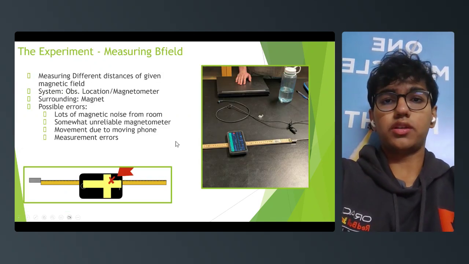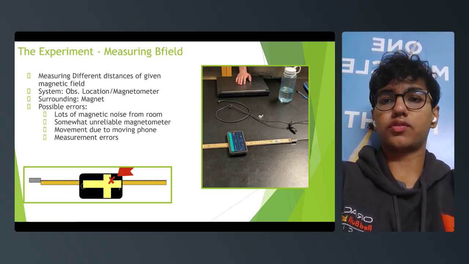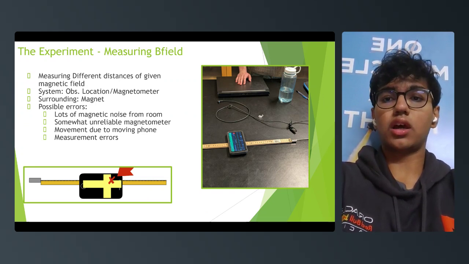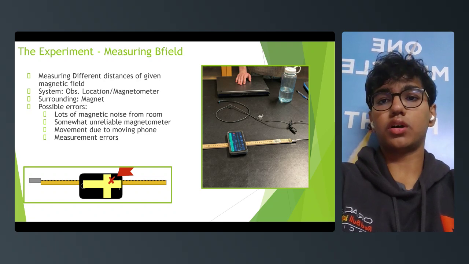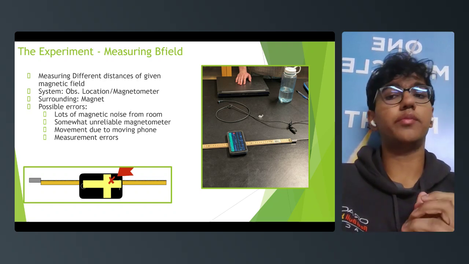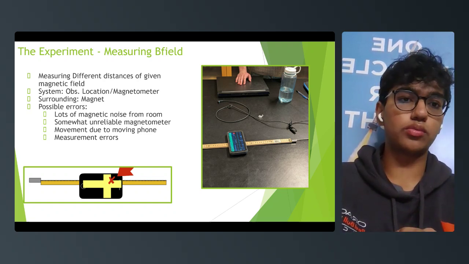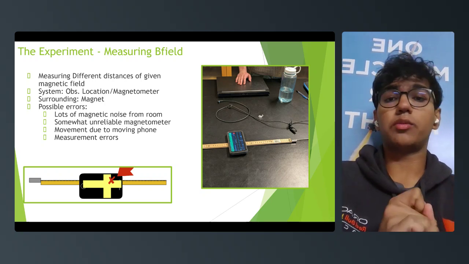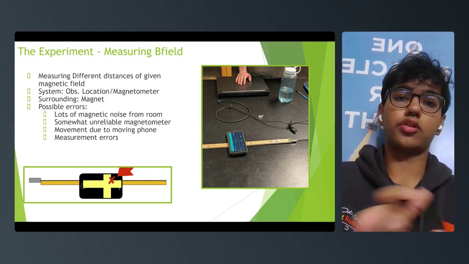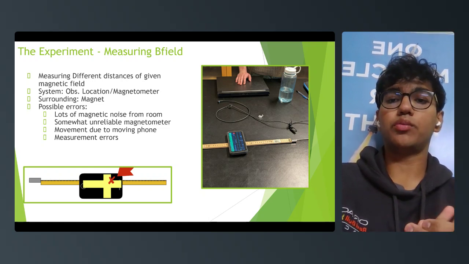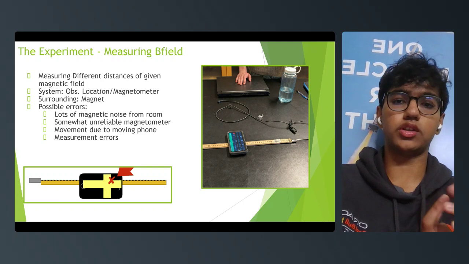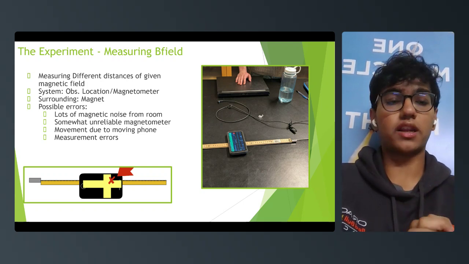So in the experiment, we measured different distances of a given magnetic field. The system was the location and magnetometer. The surrounding was the magnet, and the possible errors in this experiment could have been lots of magnetic noise from the room, so from your watch, from your laptop, whatever. Also, a somewhat unreliable magnetometer because it's on the phone. It's not really reliable. Movement due to moving phones could mess up magnetometer readings, or just measurement errors like parallax.